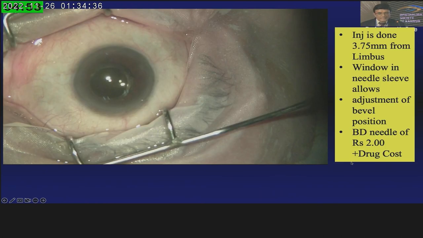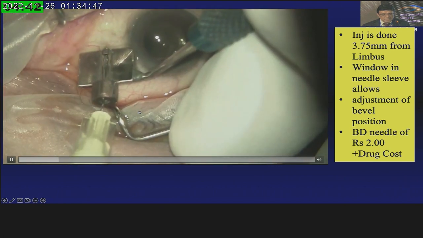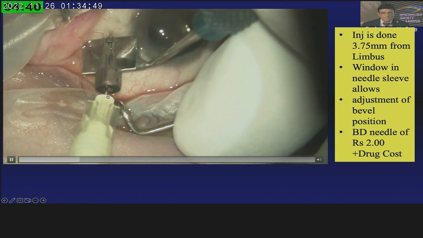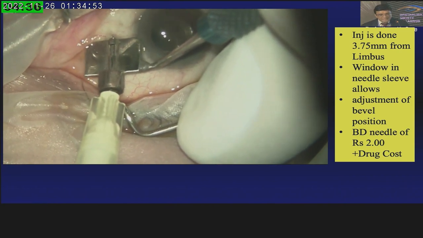We went ahead and did the human studies, and here you can see that the device is being used when injecting into the eye. Normally I inject it in the inferotemporal or the inferonasal quadrant.